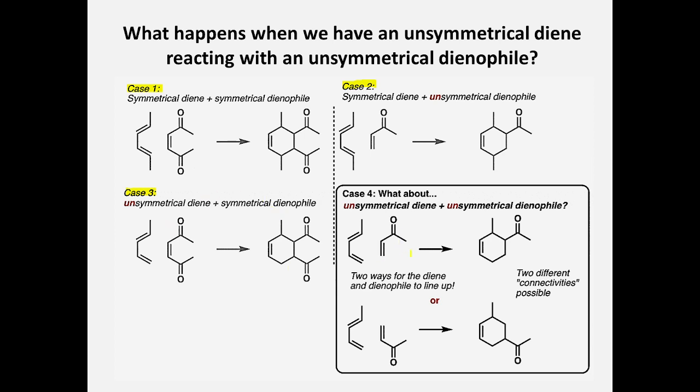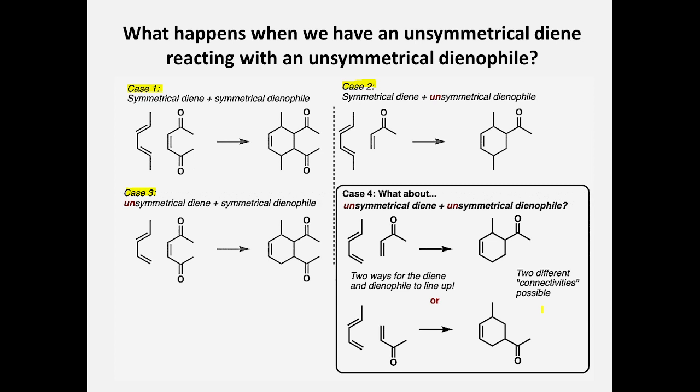So from here, with this example, we can understand that the only possible way is to have the 1,2 and 1,4 options if we are talking about the monosubstitution in the diene. So only two possible connectivities are possible. In that example, there are two different ways the diene and dienophile can line up, and the diene and dienophile can come together in two ways.